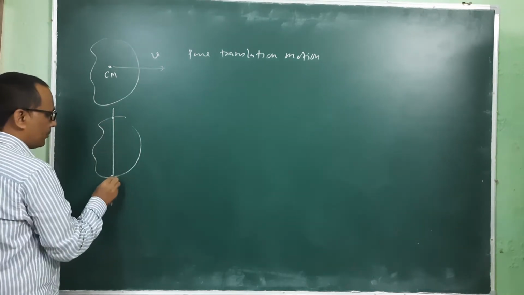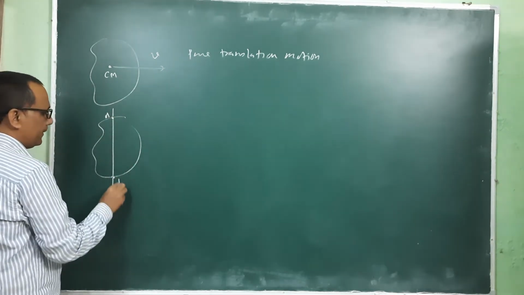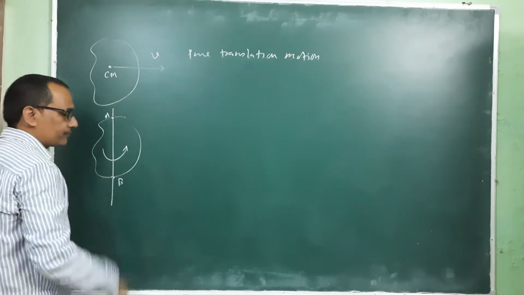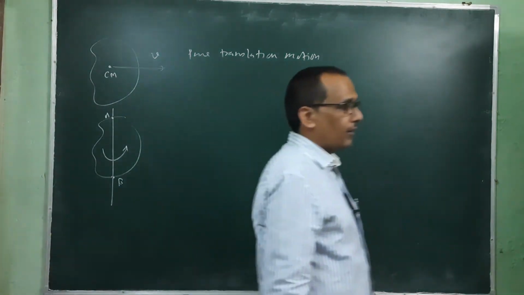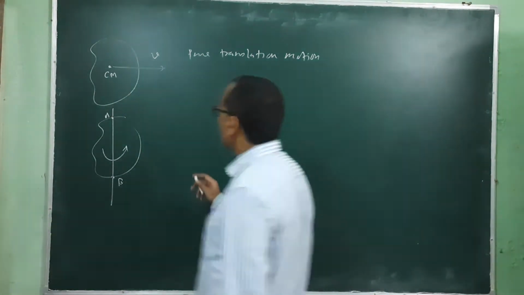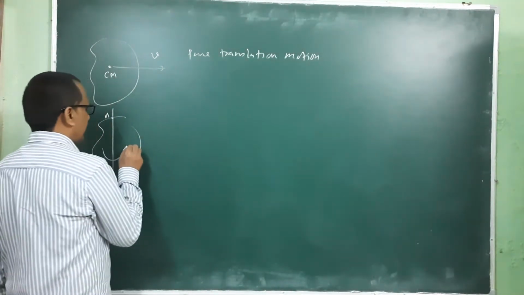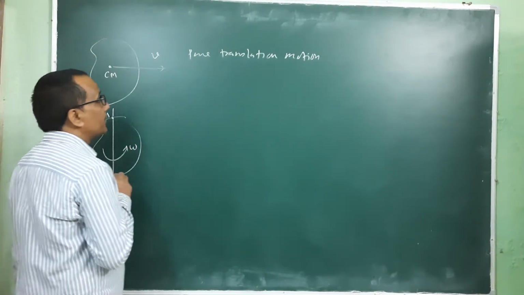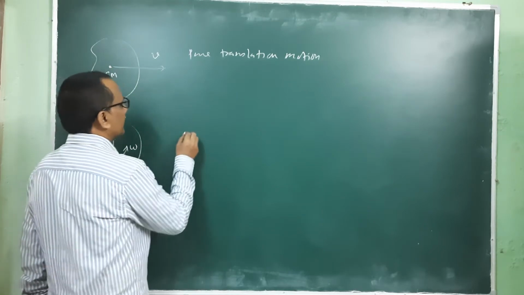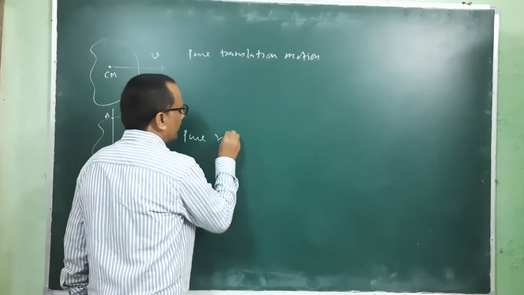The second one is when we define one axis by choosing two fixed points A and B here, and this body is moving along that axis. Then this is the rotation motion, and here it is moving with a constant angular velocity. So this is pure rotational motion.